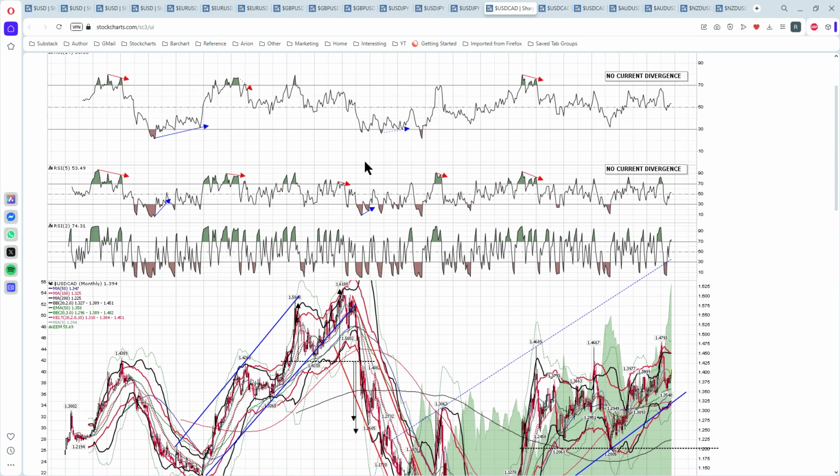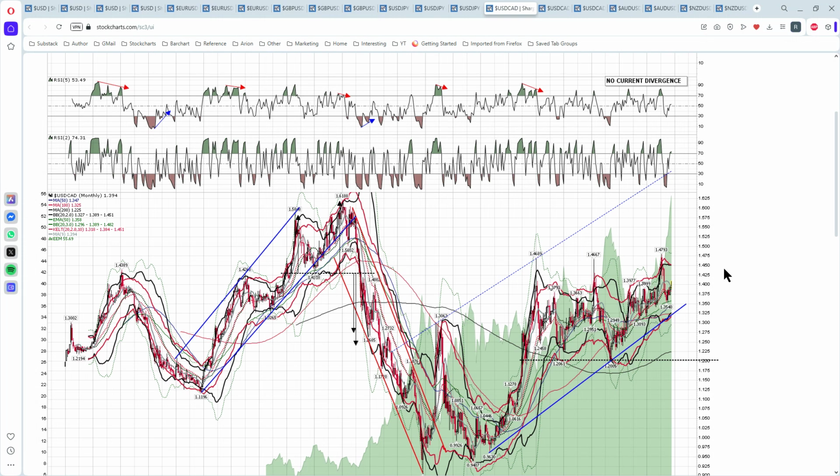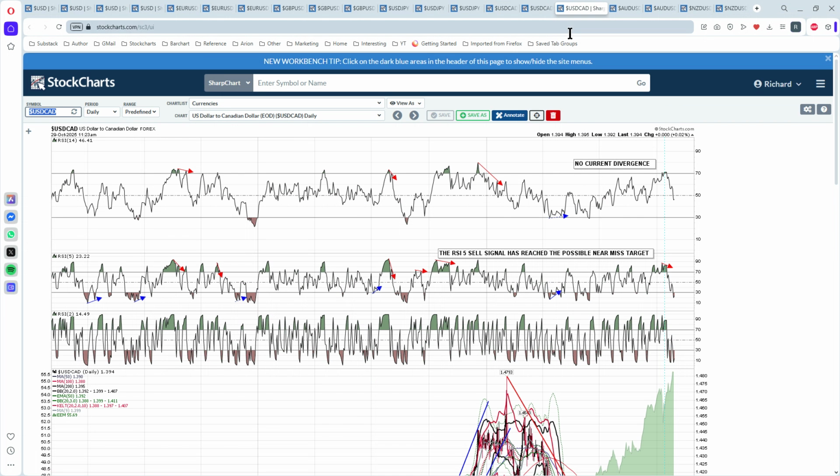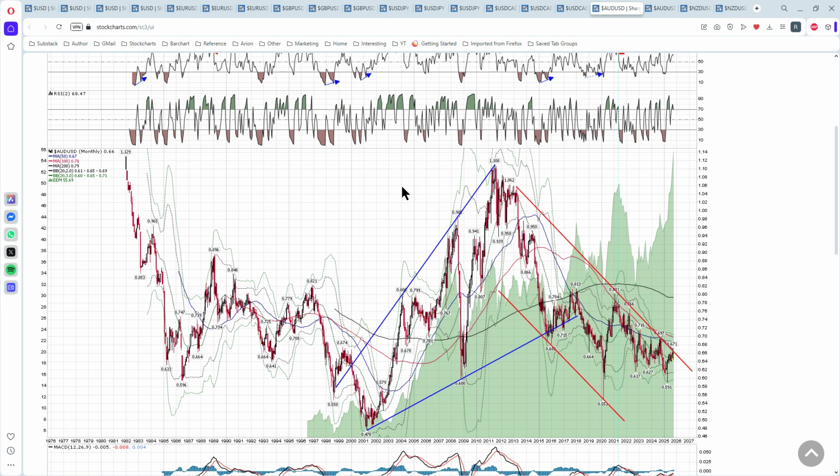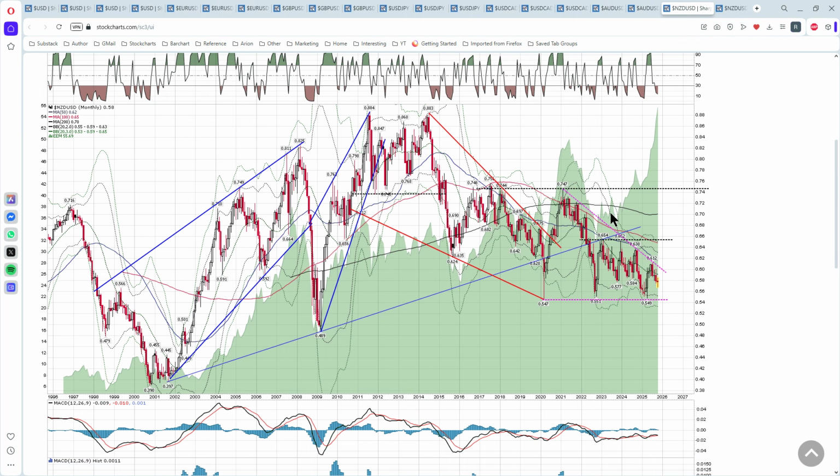Looking at USD CAD, again, we've got this ceiling at the moment in the 101.47 area, and I'm thinking we may well go up and retest that. After that, well, we would have to see. There's no divergence on any of these really. RSI 5 sell signal on USD CAD's already made target. I'm looking at the Australian dollar. I'm wondering about a retest of this low here at 55. Looking at NZ, I'm wondering about a move down to just triangle support in the 50.55 area. So we will see.